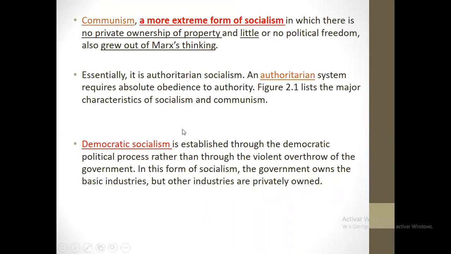Now there's another, it's like communism, no, socialism, there are different kinds of socialism. Now, this is another kind of socialism. That's democratic socialism. It's established through the democratic political process rather than the forceful or violent overthrow of the government. In this form of socialism, the government owns the basic industry, but other industries are privately owned.